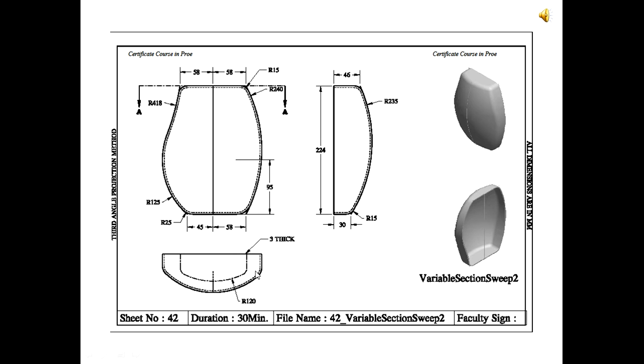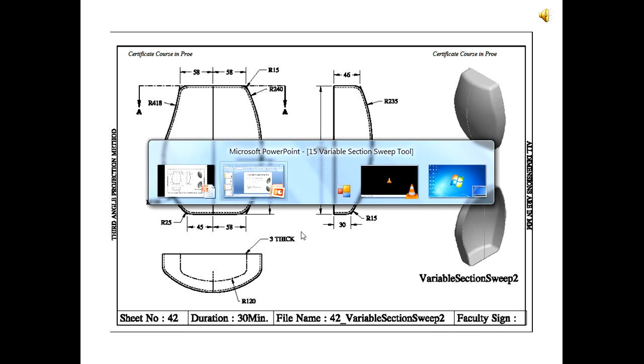Then the top view shows a section of radius 120 units connected by three straight lines. Let's execute these components in Creo 3.0.